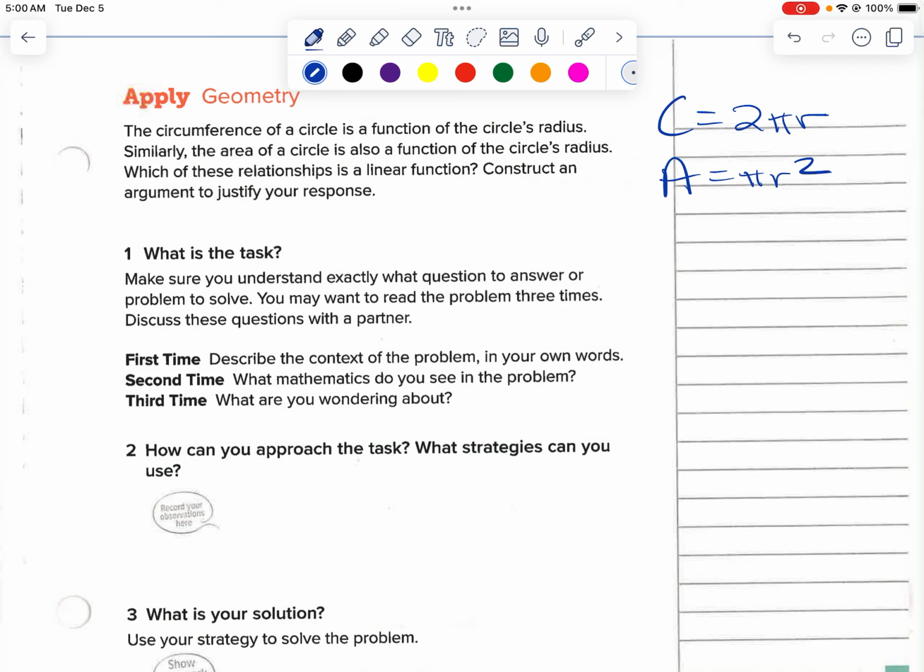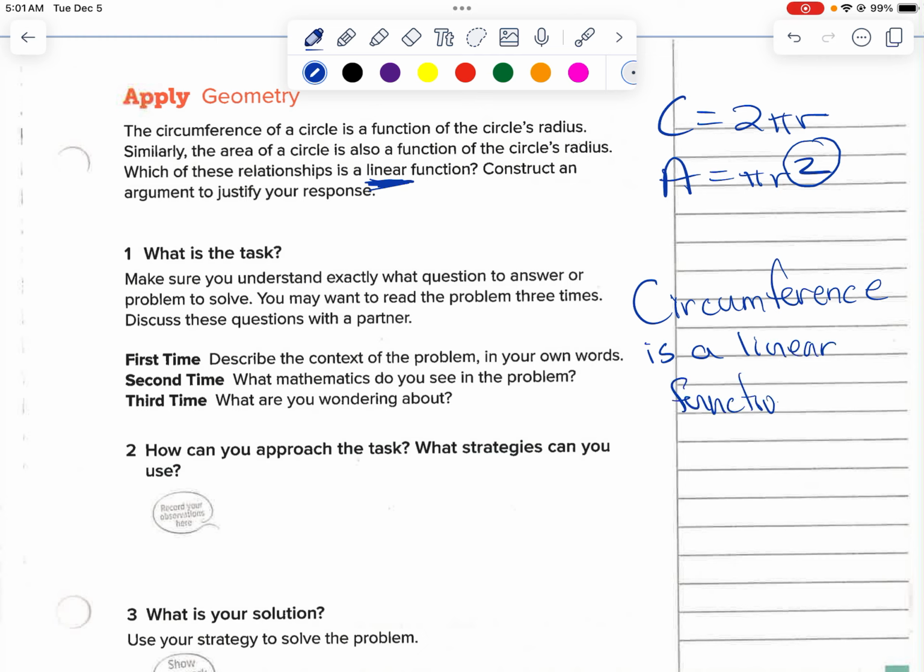So, which one of these is a linear function? Well, if I look at this, this has an exponent of 2. Okay, it has a power. So that means the circumference is a linear function because it is in the form y equals mx plus b.